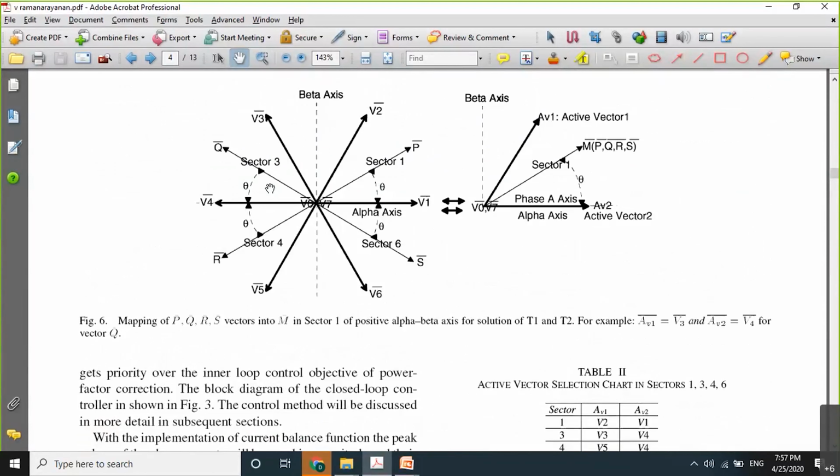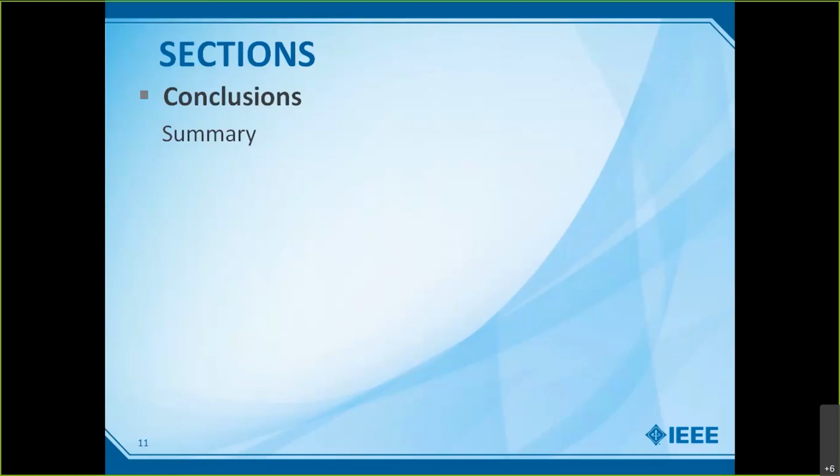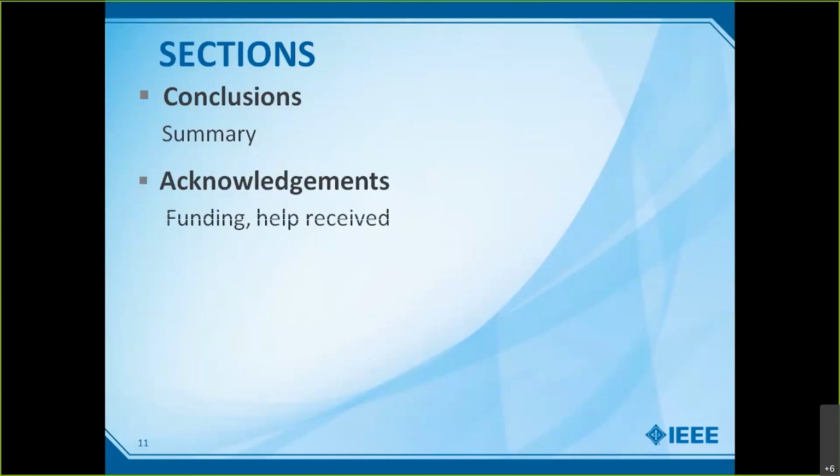My time is running up, so I am hurrying. So finally, you have the conclusions where you sum up what has been said so far. It is again a sort of replica of the abstract, but with appropriate changes. As you read many papers, you will know how things are. Acknowledgements you give if required. If you have a funding agency or some people who are not authors of the paper have helped you, you can write their names also.